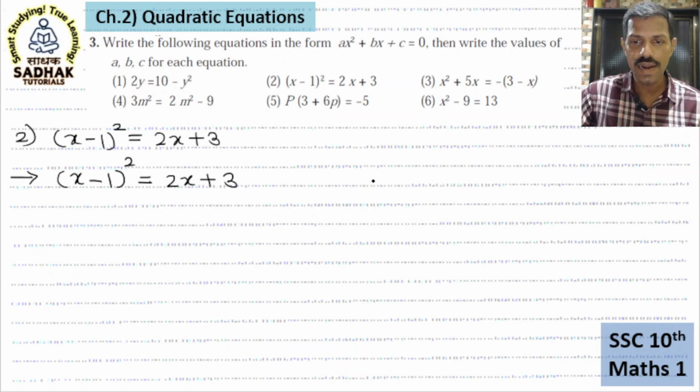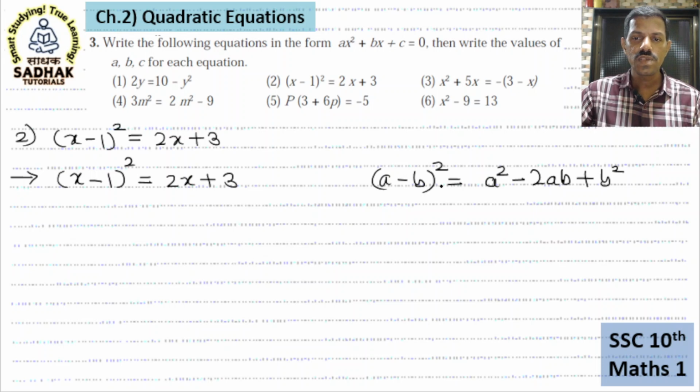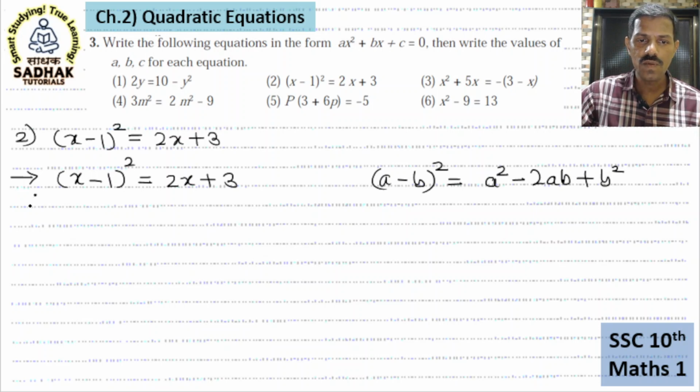We have done this in our earlier standards, that a minus b the whole square, the formula for expansion is a square minus 2ab plus b square. This is the formula, right? So this formula we have to apply here while expanding x minus 1 the whole square. Okay, so this x minus 1 the whole square will now become x square, right? See, a square minus 2 multiplied by a multiplied by b. So here minus 2 multiplied by a, here a is x and b is 1, plus b square. So what is b here? 1. So 1 ka square is equal to whatever is on the right hand side, 2x plus 3.